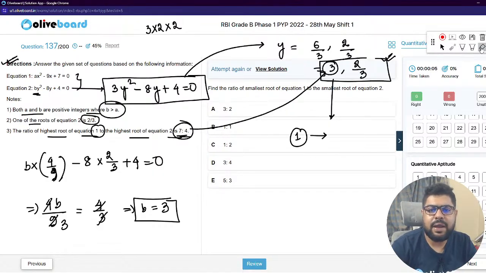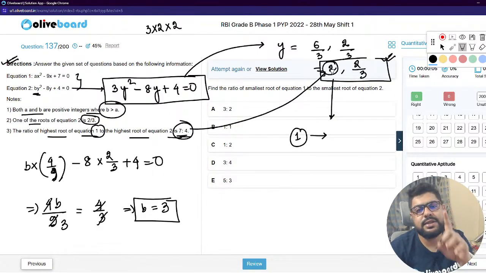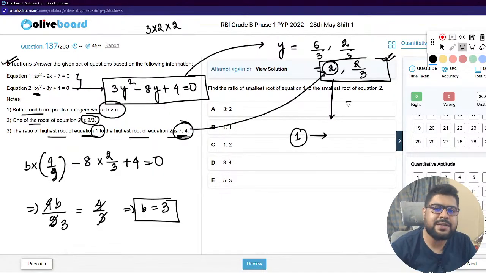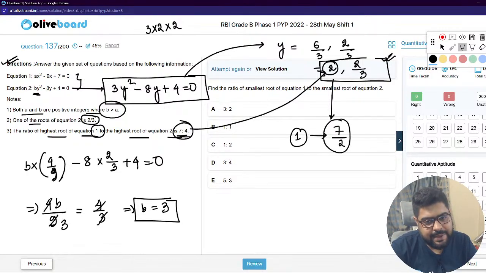Sir, I wrote 6 by 3 as 3. Sorry. This is 2, sir. 4 parts is 2, meaning 1 part is half. So this is 7 by 2. Now this makes sense, because 21 by 4 was very big, as the middle term would not work out.